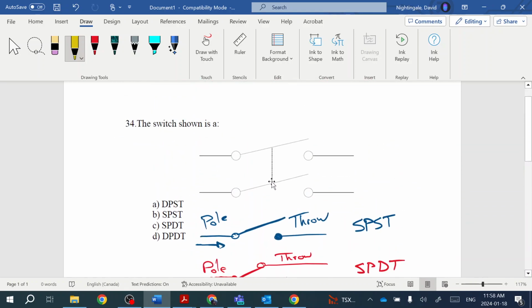And so the answer for this one would be two positions for current to go into the switch, and then one throw, because there's one point the switch is not connected to anything. It only makes contact in one position here.